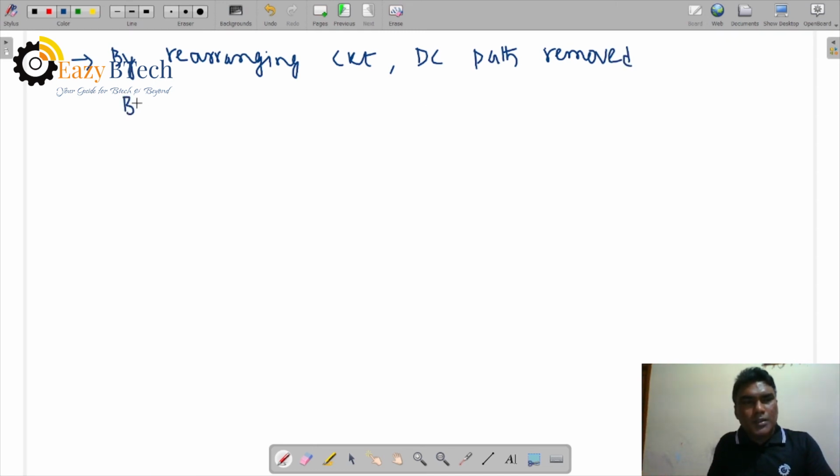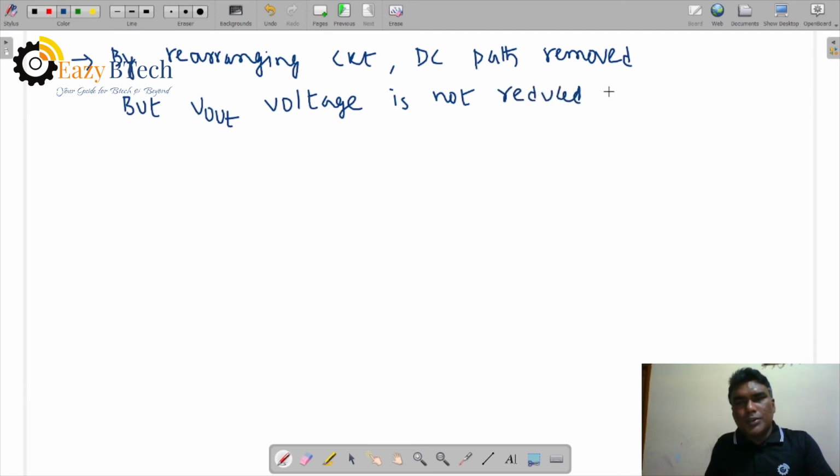Again there is a problem after removal of that DC path. The Vout voltage is not reduced by the base voltage. So Vout voltage is equal to base voltage 0.7 plus saturation voltage 0.1 volt. So in total it will be 0.8 volt.